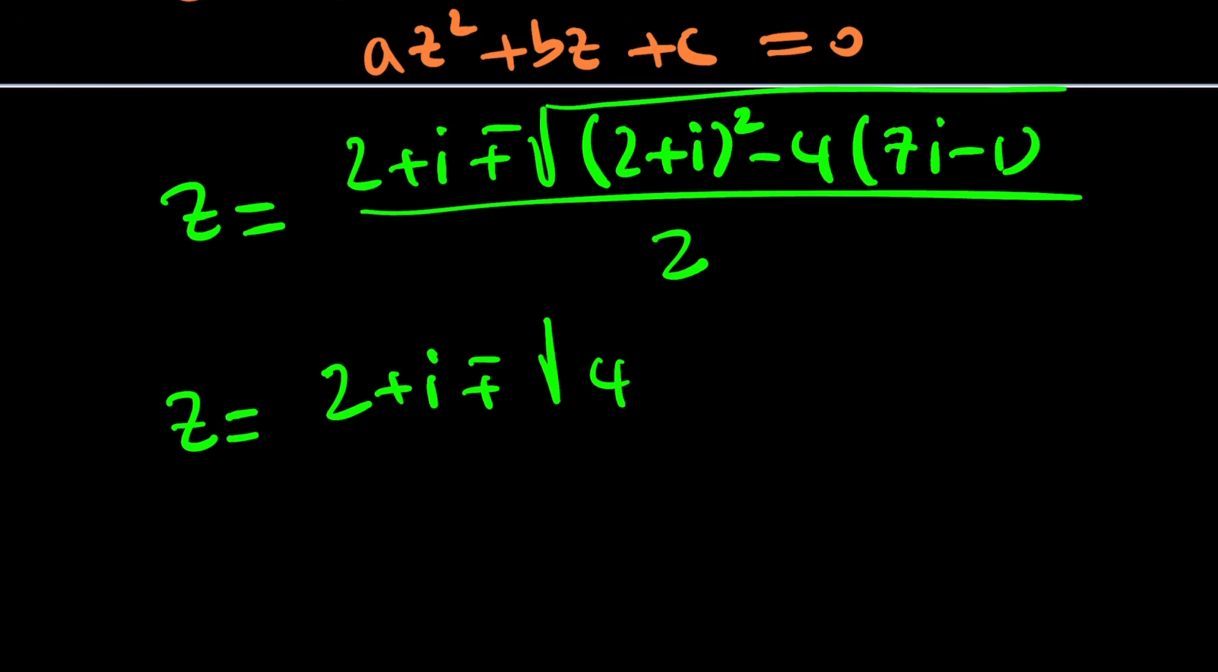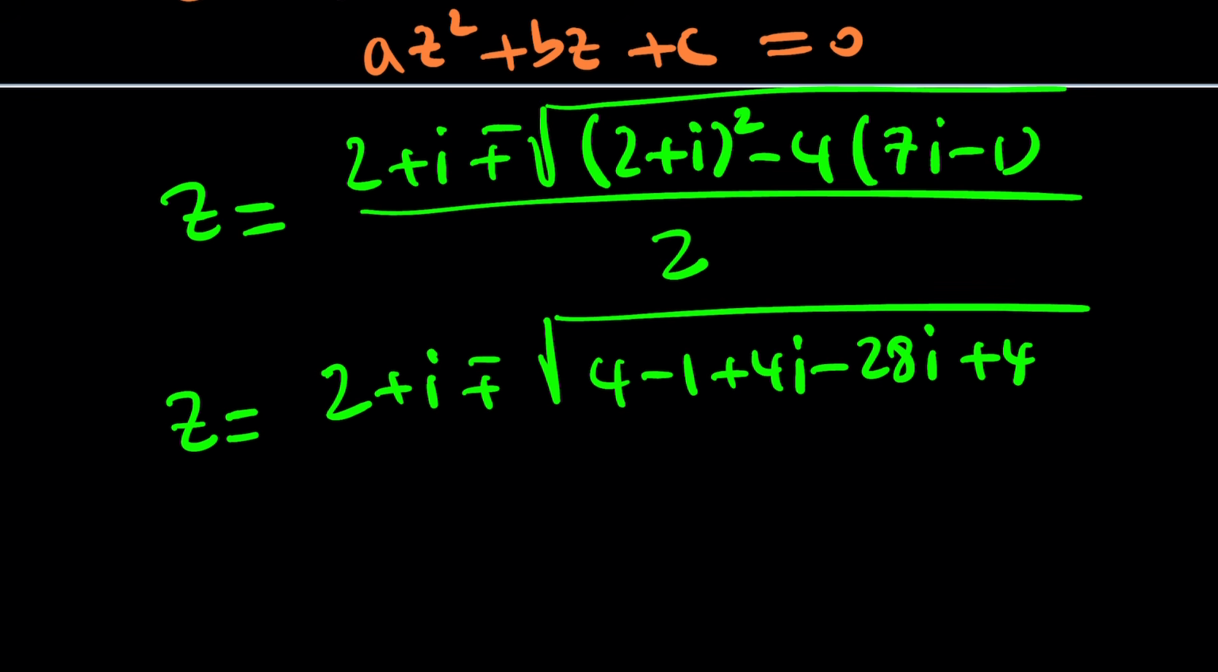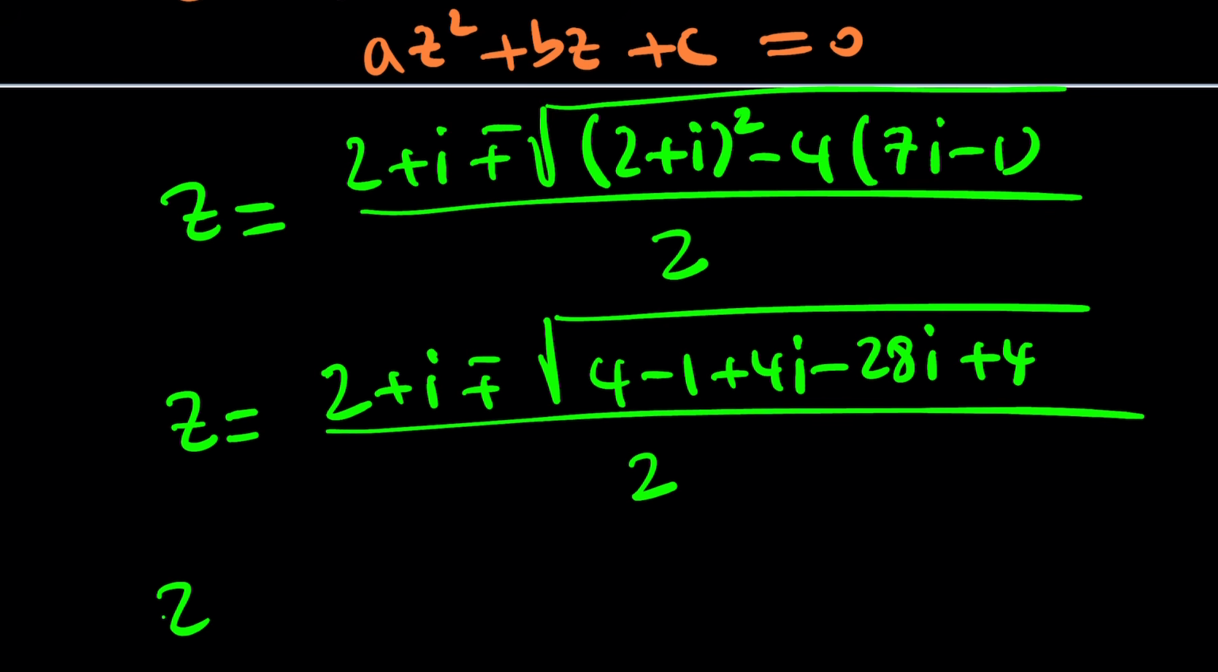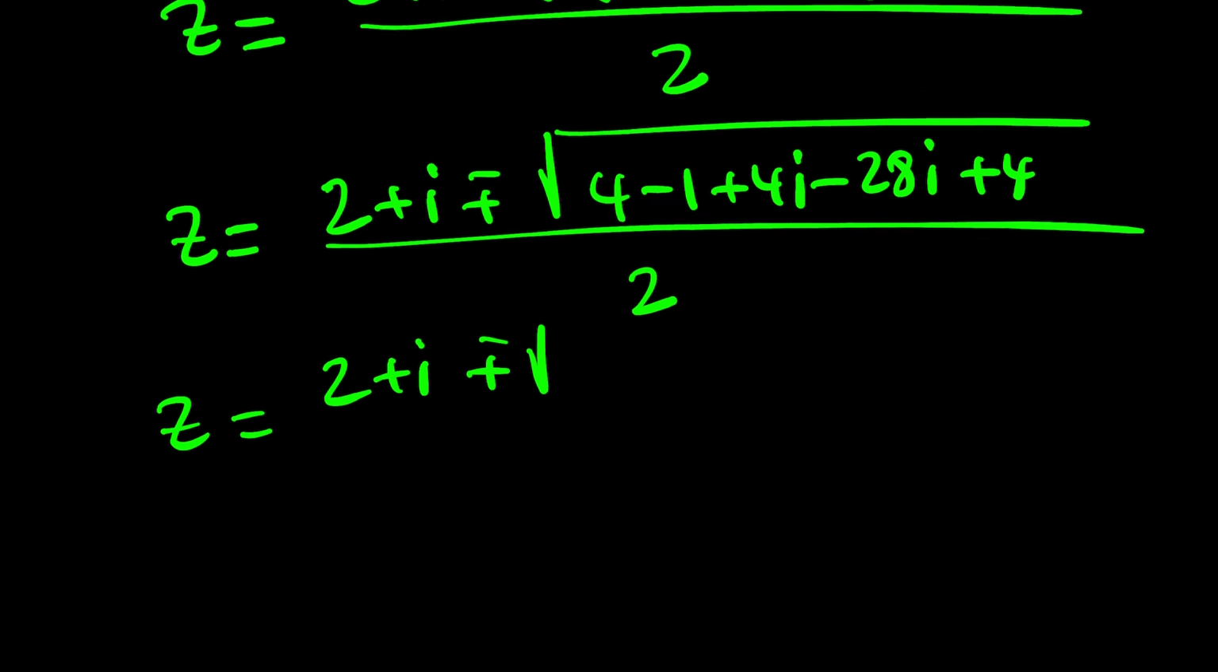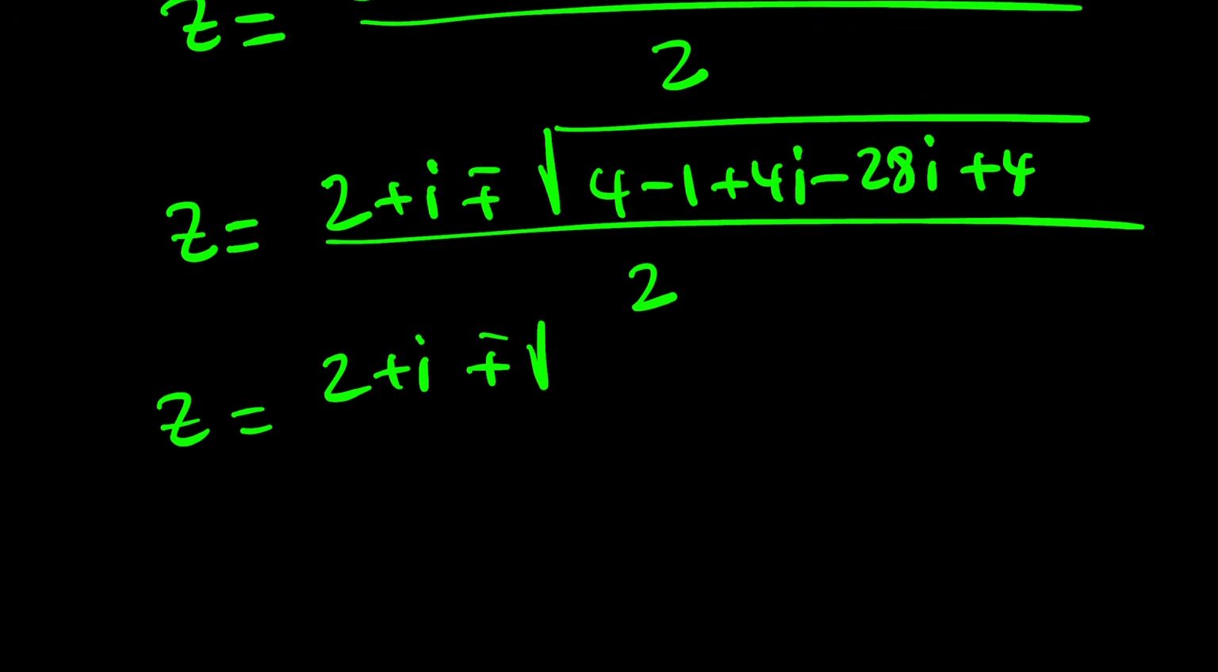And it's going to give us 4 plus i squared, which is minus 1, plus 4i, minus 28i plus 4. So we're going to have to deal with that. And let's simplify a little bit more. 2 plus i plus or minus the square root of 3 plus 4, which is 7, right? And then minus 24i. This is a good thing, let me tell you.